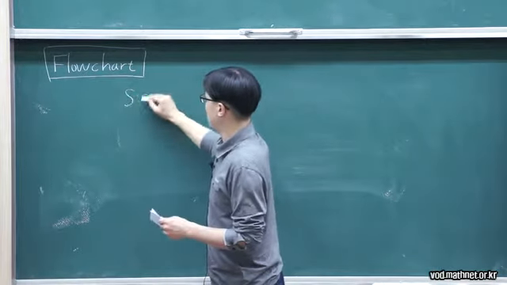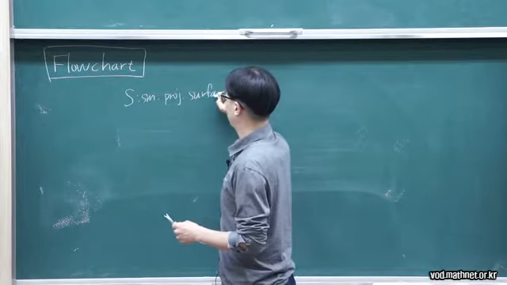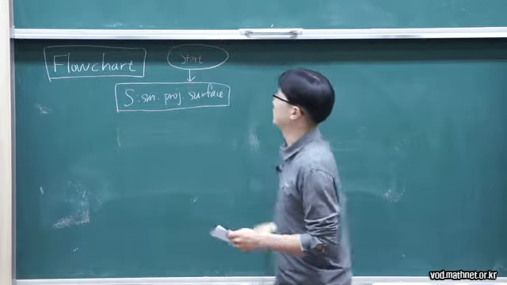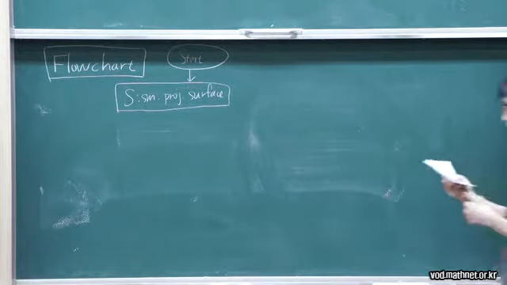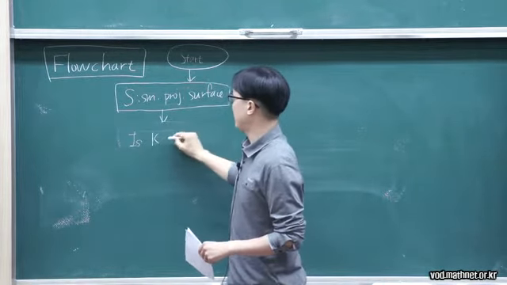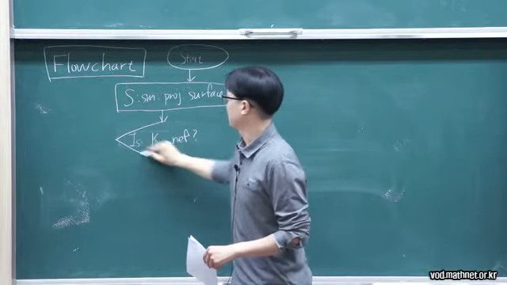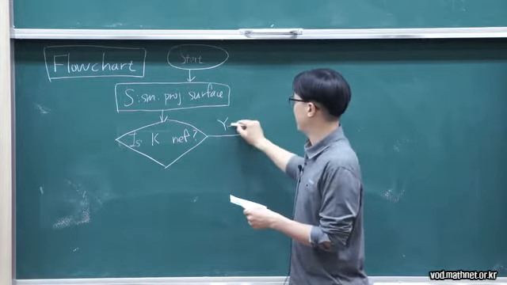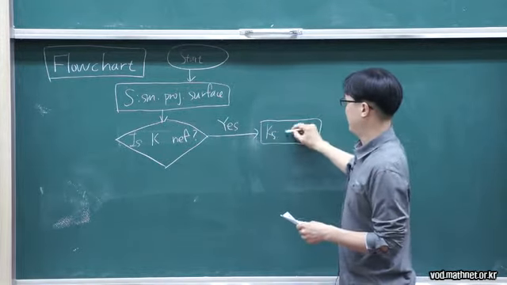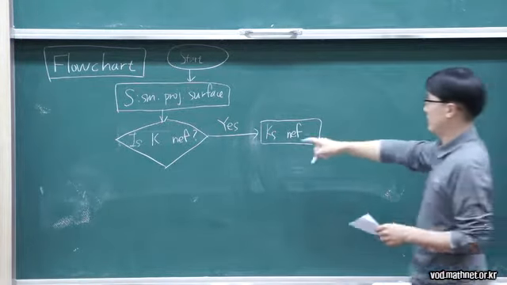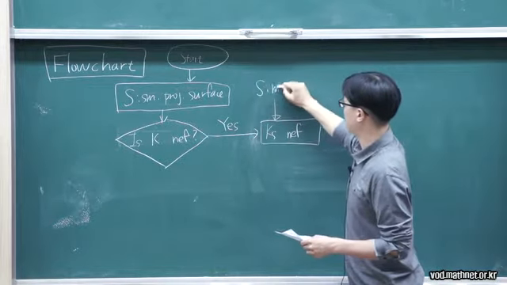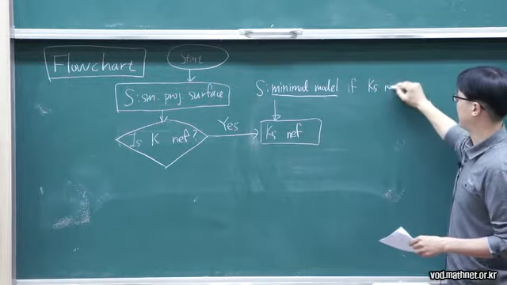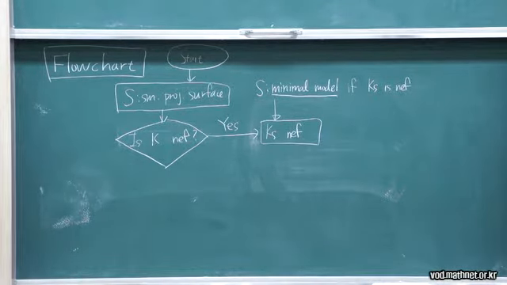So first we start with some smooth projective surface. I'm going to draw the flow chart. The input is that a smooth projective surface S is given. And there's a question, is K_S nef? Okay. And if it is yes, then K_S is nef, and actually it's called a minimal model. So S is a minimal model. So this is the definition. It's so-called a minimal model if K_S is nef. So here we define the notion of minimality. So here we define a minimal model.